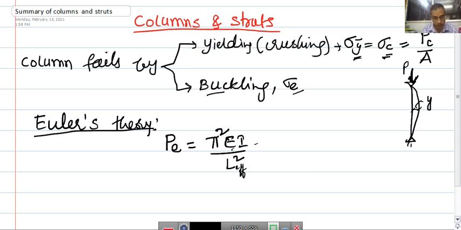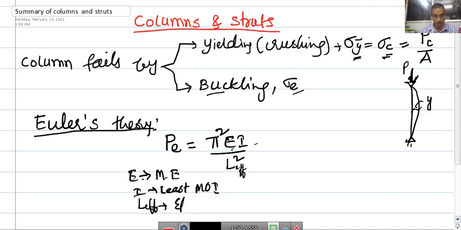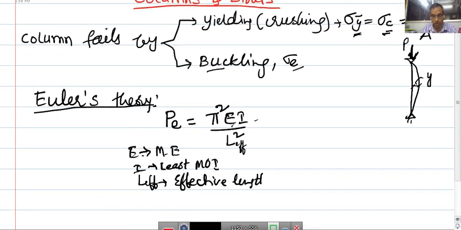So, E is your Young's modulus, and I is the important one, which is the least moment of inertia, very important, not just moment of inertia, the least moment of inertia, whichever direction the column is going to buckle. A column has the possibility to buckle in any direction, so whichever direction has the least moment of inertia, that moment of inertia you have to use here. L effective is the effective length, and we said it depends upon the end conditions.